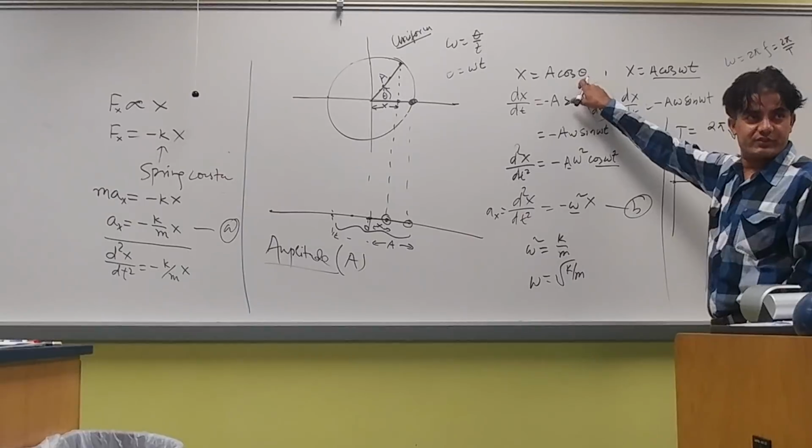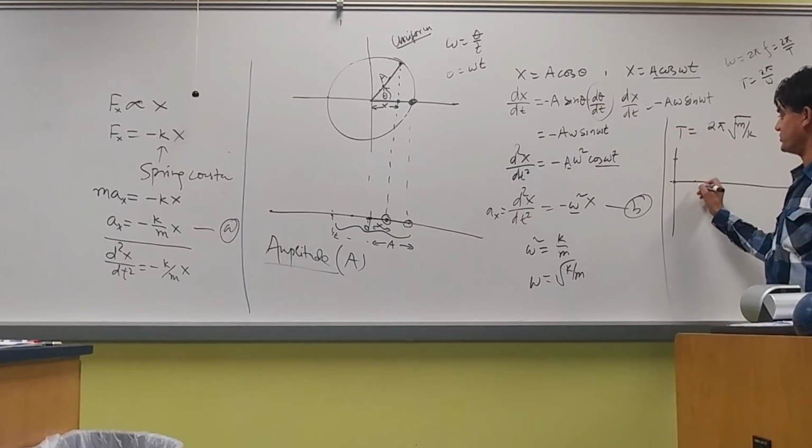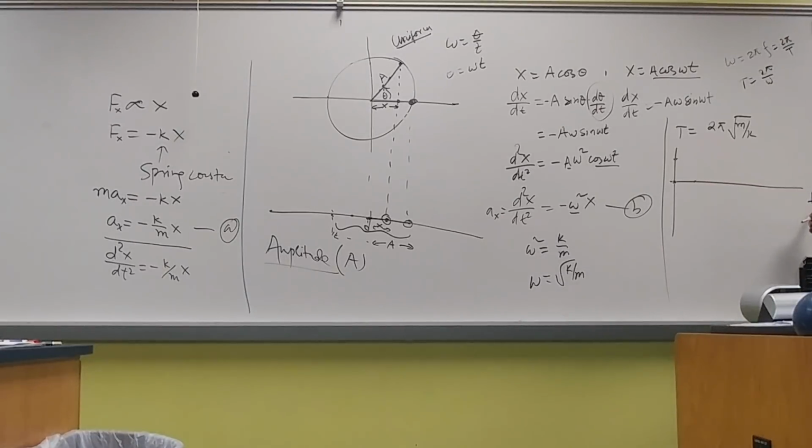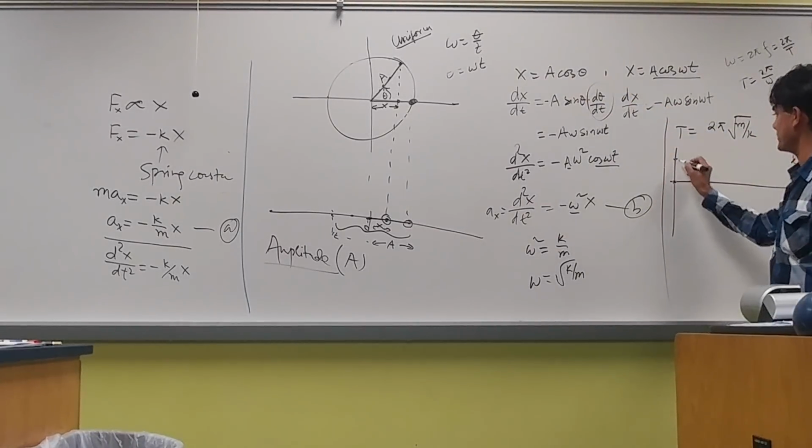At theta equals pi over 2, it will be 0. Basically omega times t is theta, so if theta is pi over 2, then t is pi by 2 omega or something. So at that point it will be 0, because cosine of pi over 2 is 0. So it goes like this.